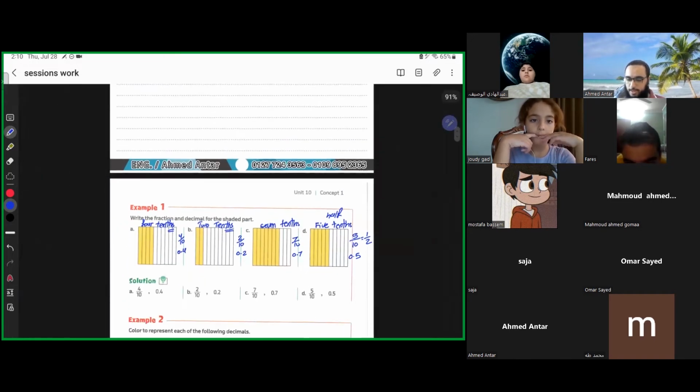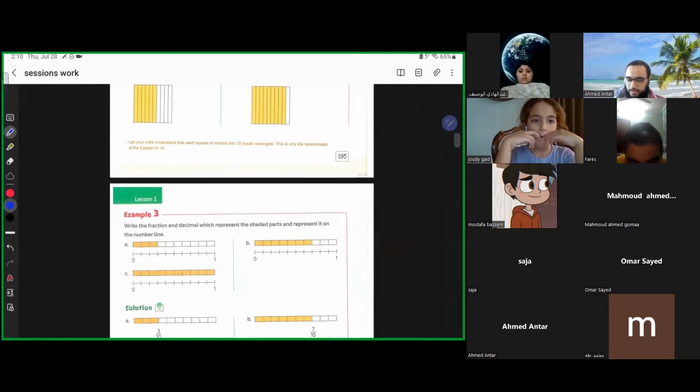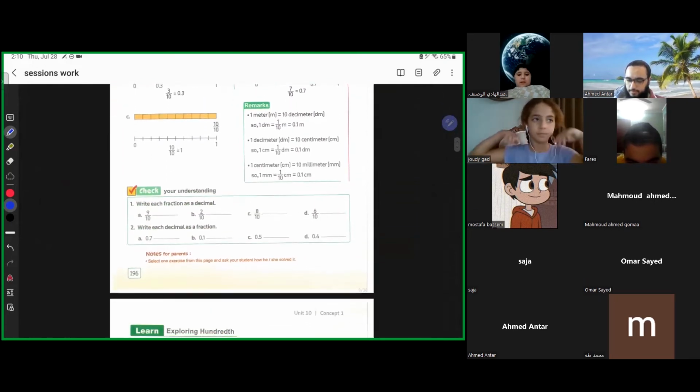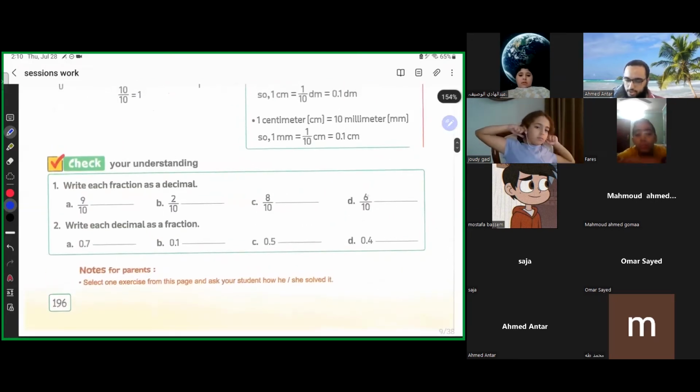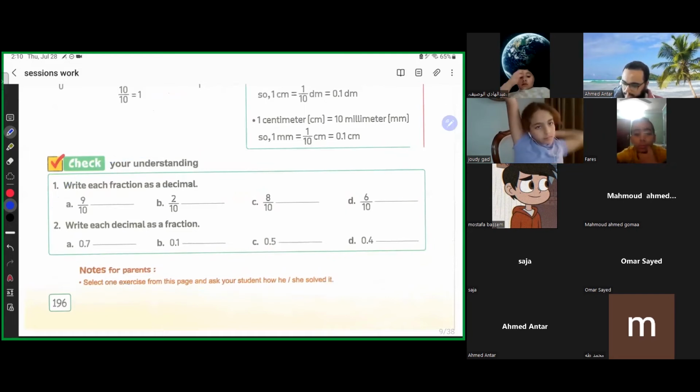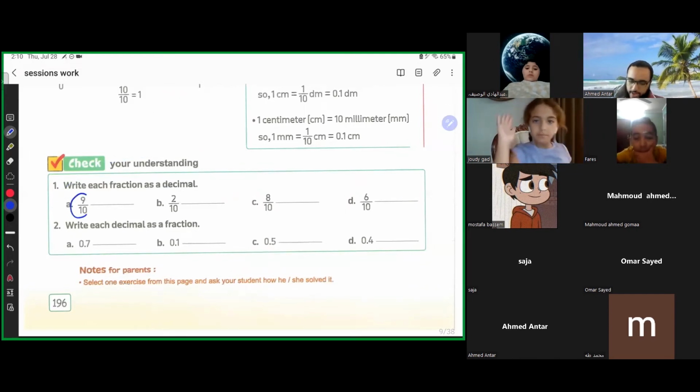So, let us do a check. Write each fraction as a decimal. So, this is a fraction. We have to convert this fraction into a decimal form. How can you do that, Abdul Hadi?